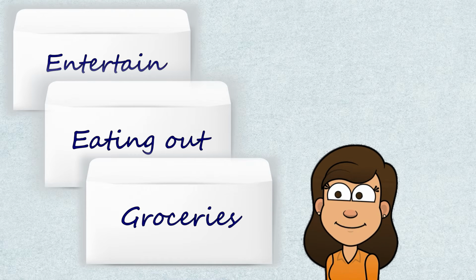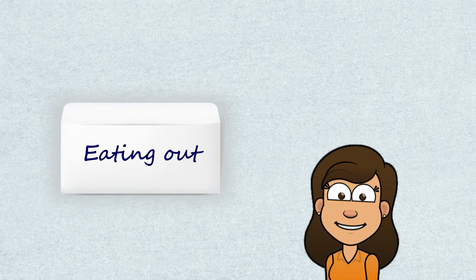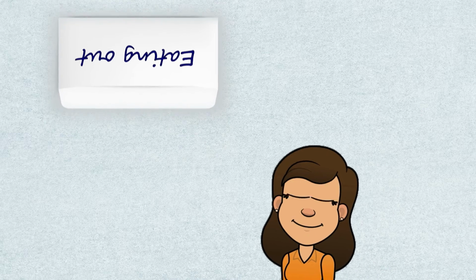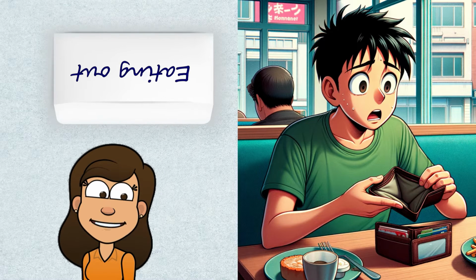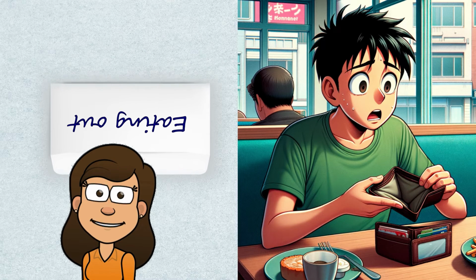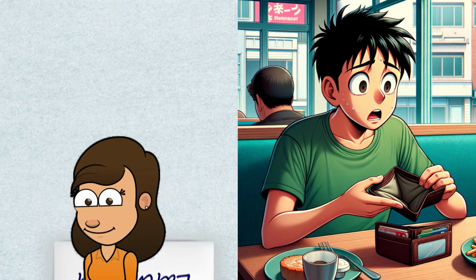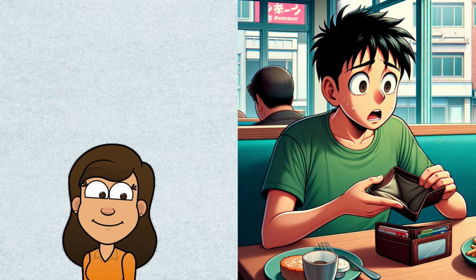And here's the critical part: once an envelope is empty, that's it for the month. If you run out of money in your eating out envelope, no more restaurants until next month. This really helps you prioritize your spending and cut back on impulse purchases.